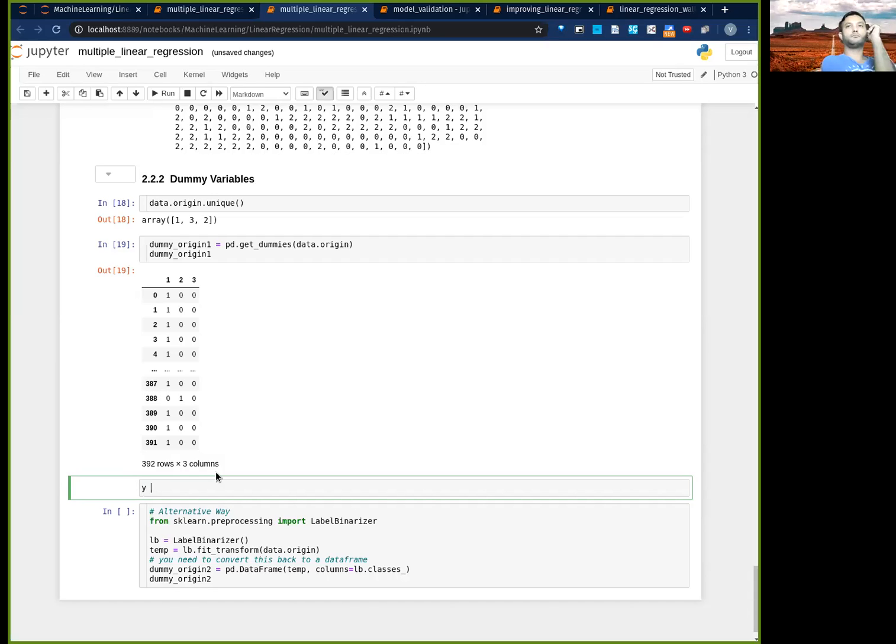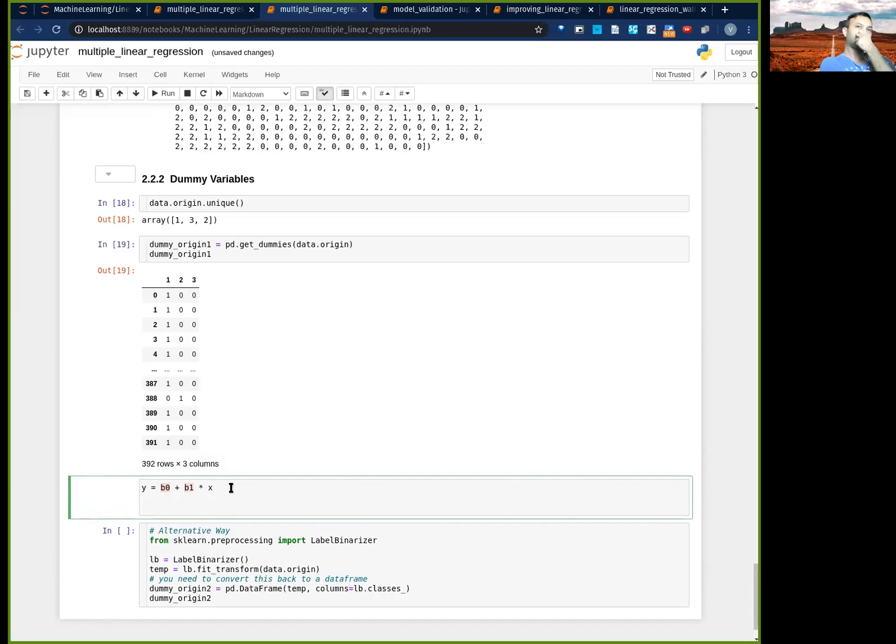If you imagine we had y equals, let's just call it beta 0 plus beta 1 times x. So x is the origin, that feature origin. What we transform this into is y equals beta 0 plus, I'm going to call it beta 1,0 times x1 plus beta 11 times x2 plus beta 12 times x3. So essentially what we did is split this out into 3 different values.